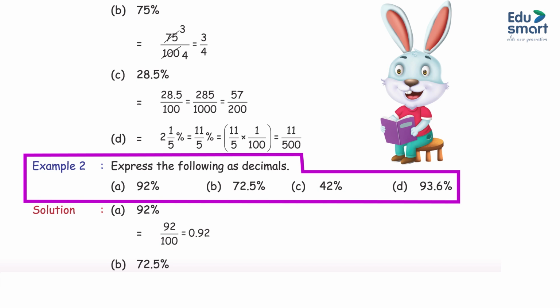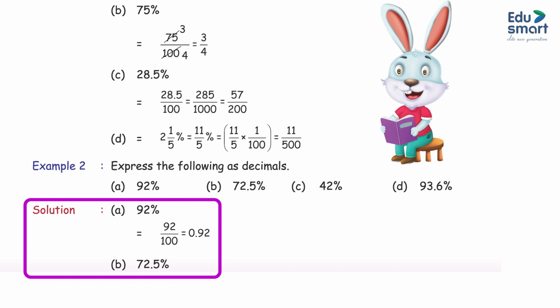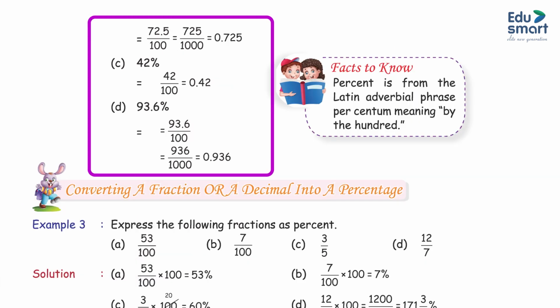Example 2. Express the following as decimals: A 92%, B 72.5%, C 42%, D 93.6%. Solution: A 92%. 92 upon 100, 0.92. B 72.5%. 72.5 upon 100 is equal to 72.5 upon 1000 is equal to 0.725. C 42%. 42 upon 100 is equal to 0.42. D 93.6% is equal to 93.6 upon 100, 936 upon 1000 is equal to 0.936.